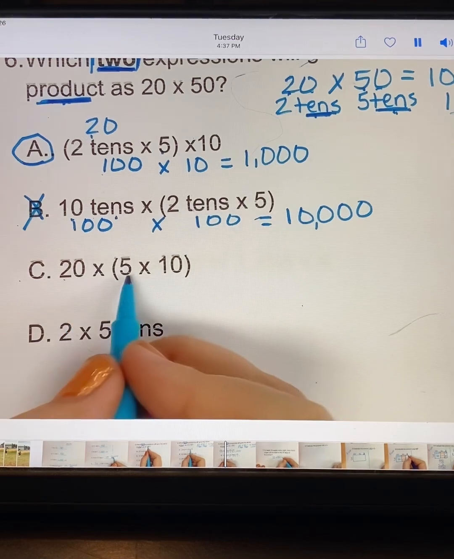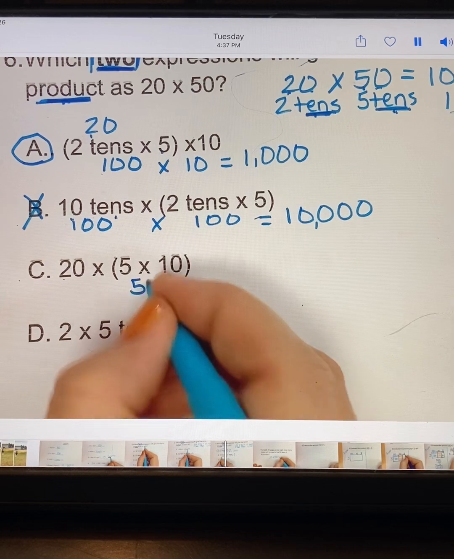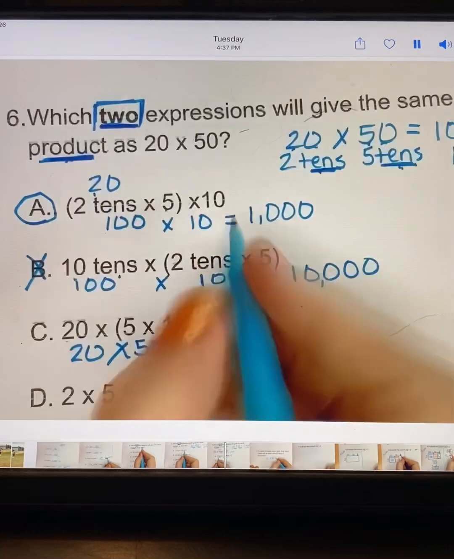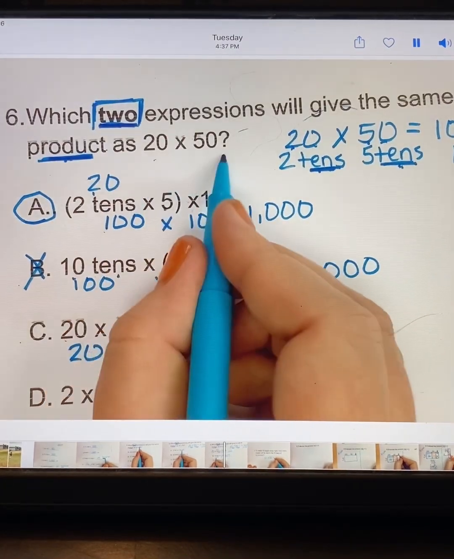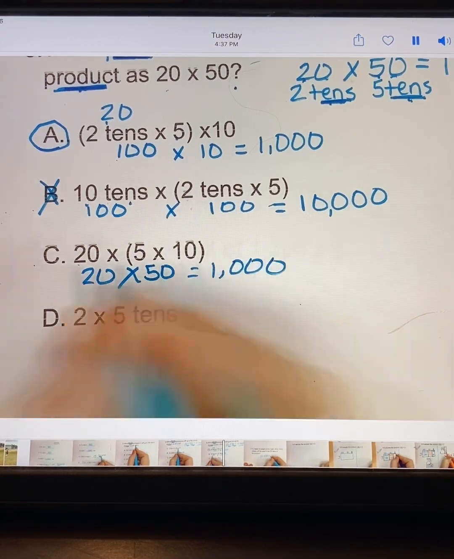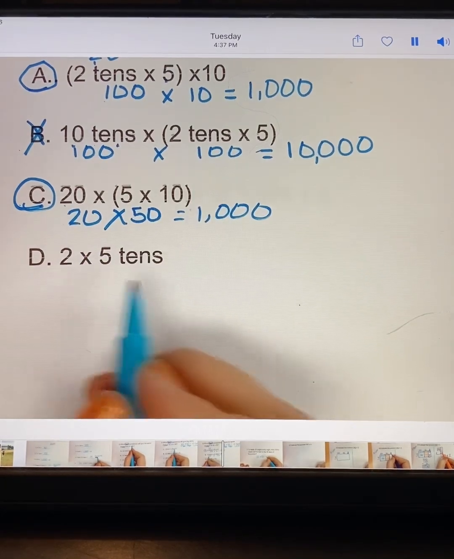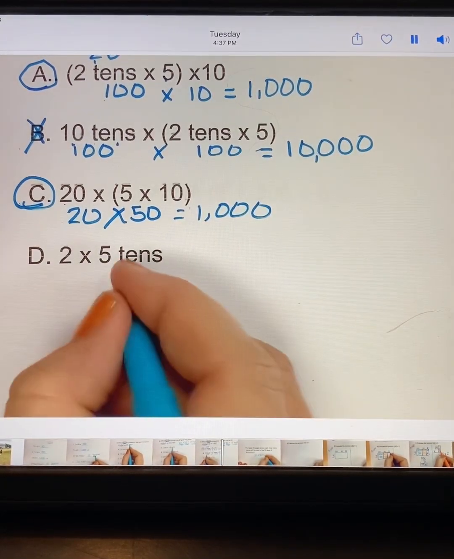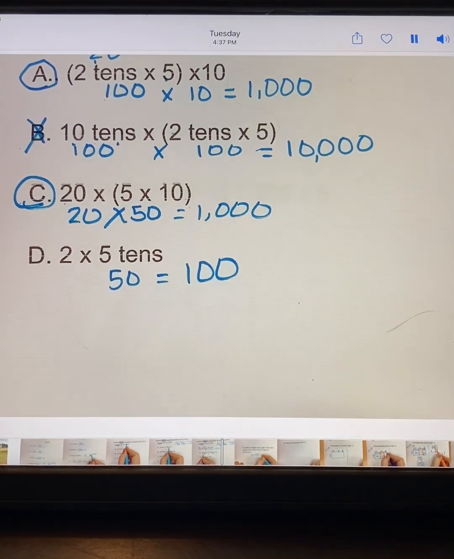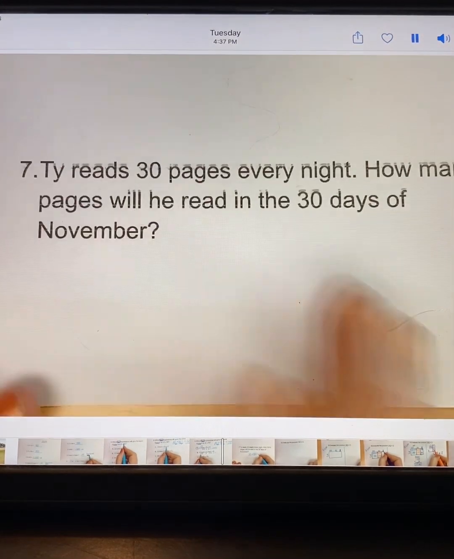I have 20 times 5 times 10. What's 5 times 10? Well, that's 50. So here I have the same thing, 20 times 50. So obviously that's going to give us 1,000, which is the answer we're looking for. Let's just check D to make sure, 2 times 5 tens. That would be 2 times 50, which is 100. So that is not one of our answer choices. All right, let's look at number 7.